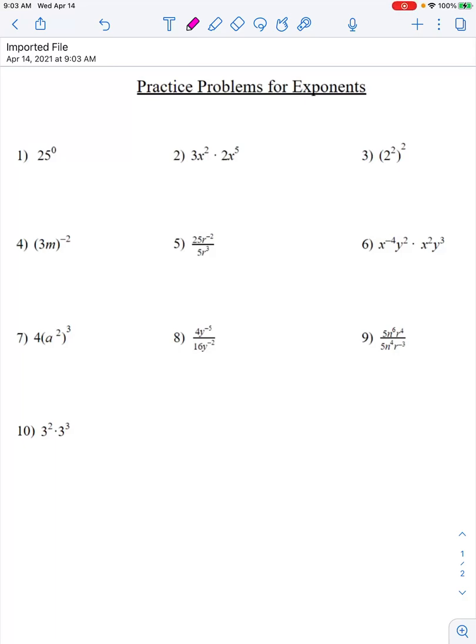Hey everyone, today we're going to check your exponents practice. Number one, so we have 25 to the 0 power. Remember, anything to the 0 power equals 1.